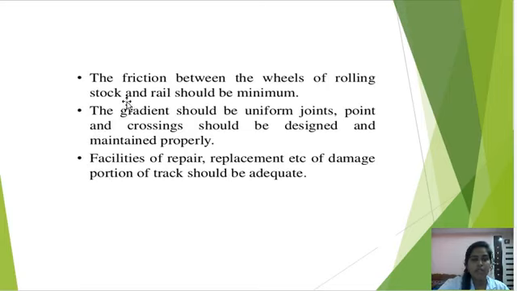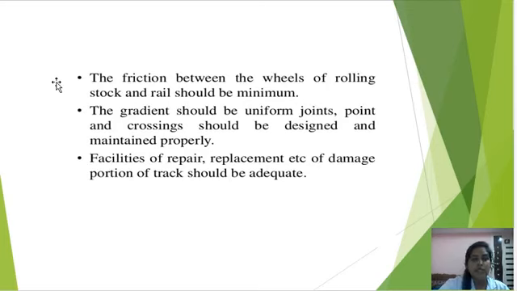You all know what friction is. To walk on the road, there should be friction between our leg and the road. Then only we can walk on the road. That is the friction. So the friction between the wheels of the rolling stock and rail should be minimum. Gradient means slope. The slope should be uniform in joints, points and crossings. So we should design the railway track in such a way that the gradient is uniform in joints, points and crossings, and it should be maintained properly.